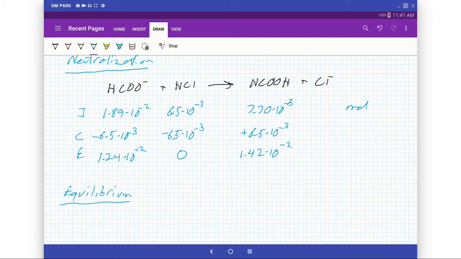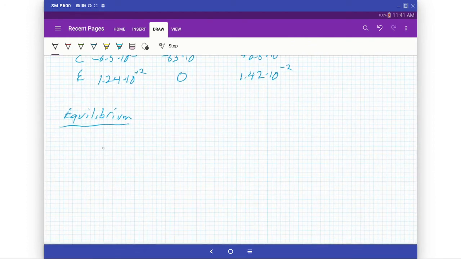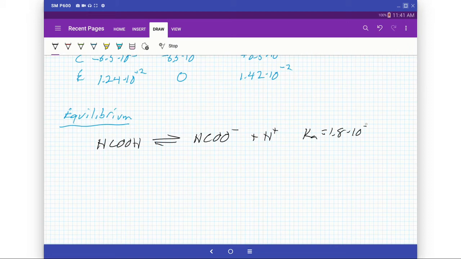Because formic acid is still weak, it will still reach equilibrium like this. And we have the Ka is 1.8 times 10 to the minus 4 moles per liter for this. That's a 4 there.